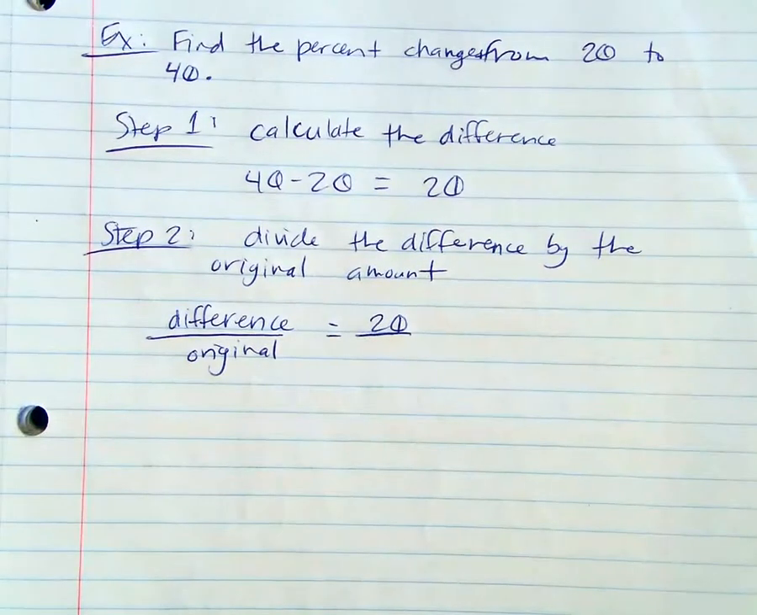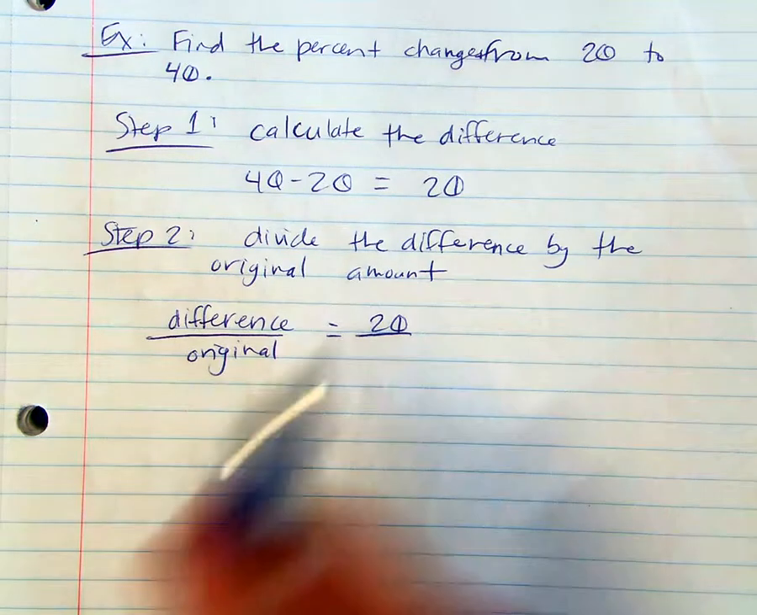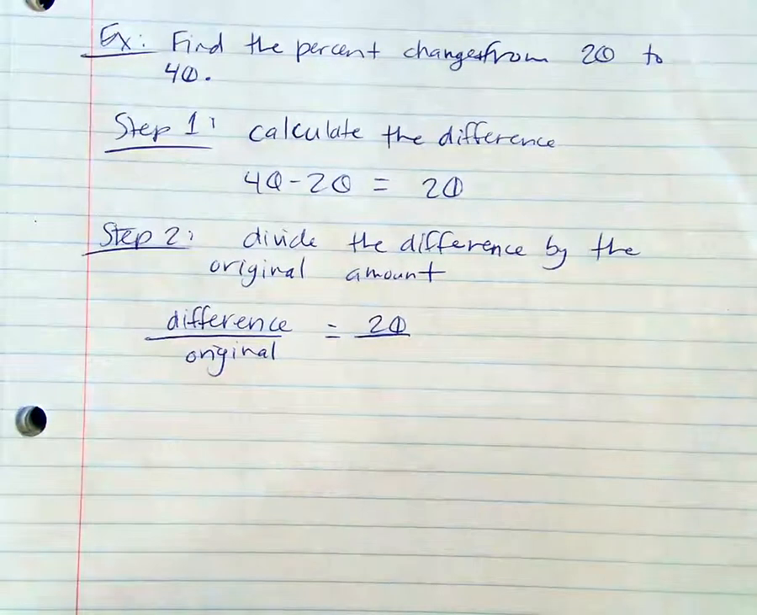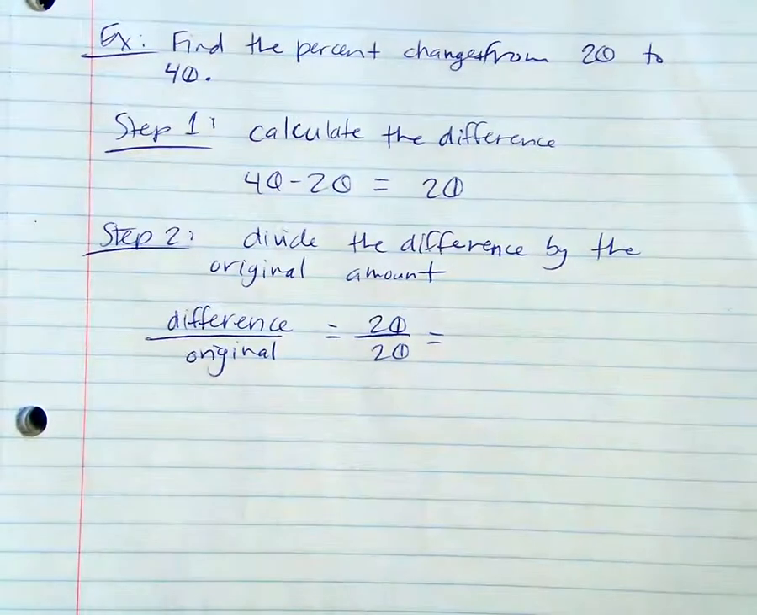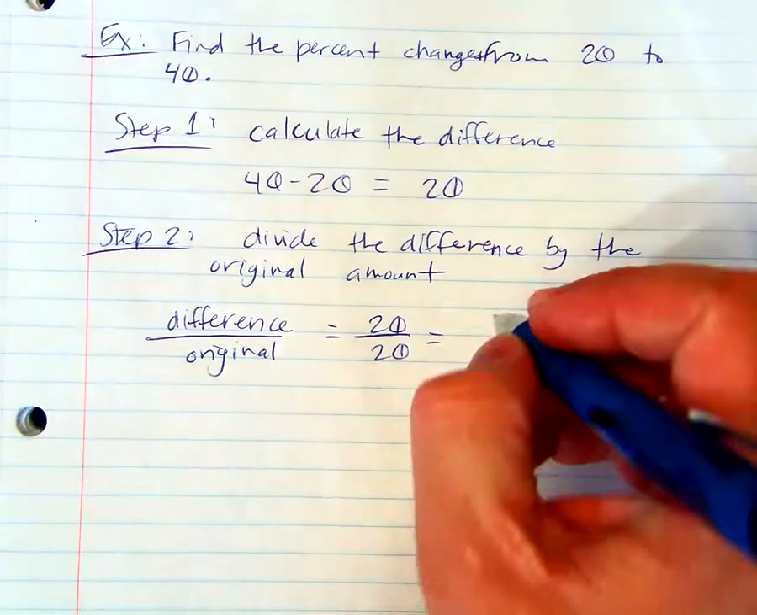What number was the original amount? What number did we have to start with in this problem? A lot of people are saying 40, and that's not what we started with. 20. We started with 20. We went from 20 up to 40. So the original number was 20. Now this is a very easy division to do. 20 divided by 20 is just going to be 1.